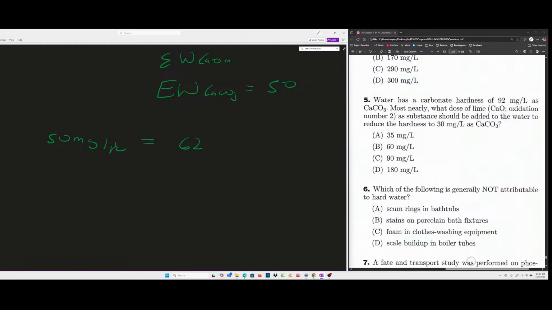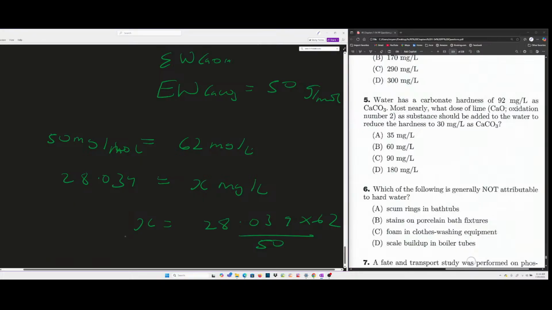So 50 gram per mole molecular weight gave us 62 milligrams per liter. 28.039 is going to give us X milligrams per liter because we're dealing with two substances. So when we multiply that, it's going to give us 28.039 multiplied by 62 all over 50. So X is equal to 34.7 milligrams per liter, which is similar to 35.